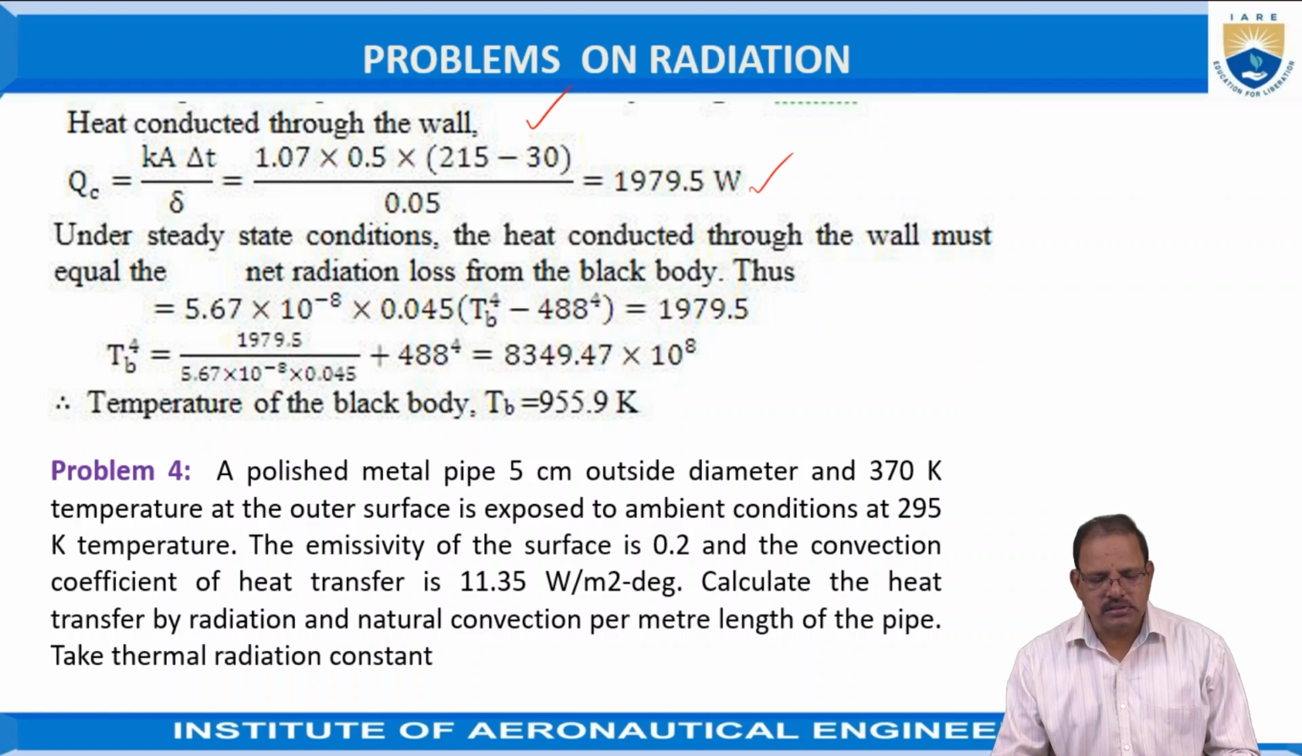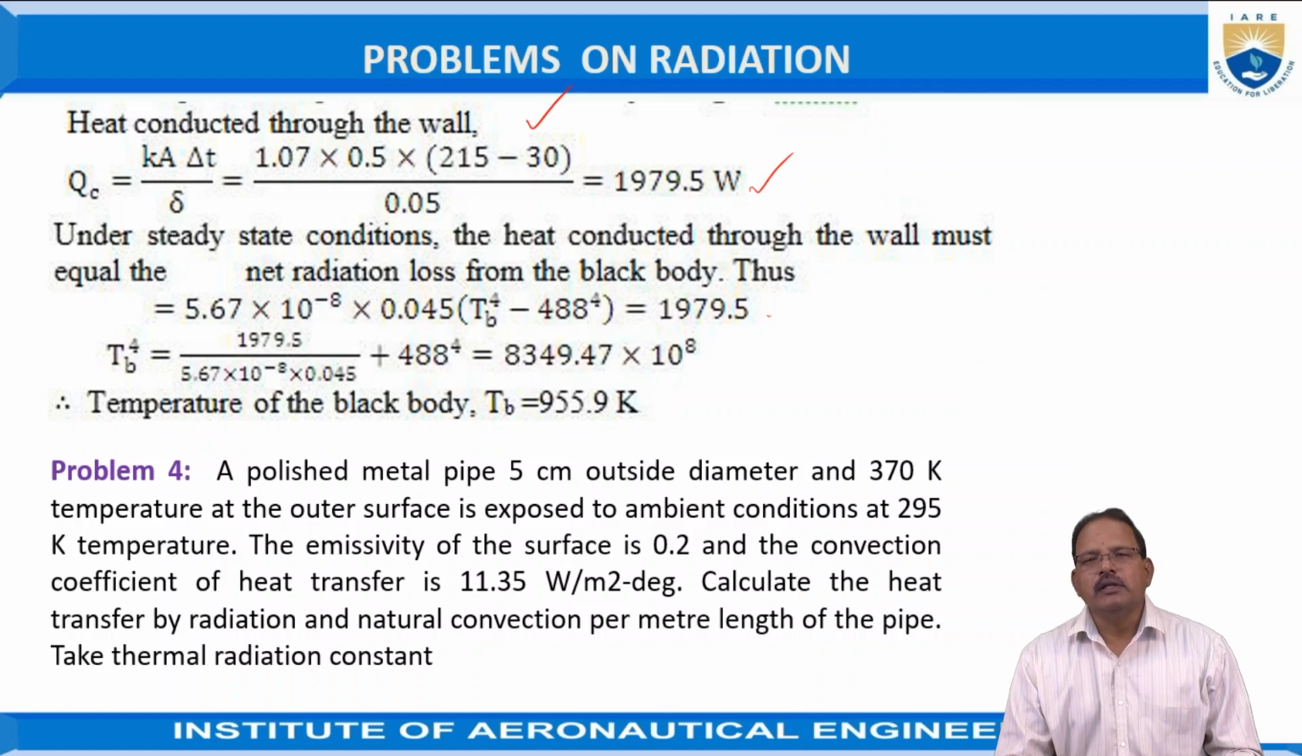Under steady state conditions, the heat conducted through the wall must be equal to the radiation loss from the black body. Thus, 5.67 into 10 to the power of minus 8 into 0.05 into TB to the power of 4 minus 482.4, which we have already taken, is equal to 1979.5, because steady state conditions mean the amount of heat energy transmitted is equal to the amount of heat loss due to the radiations.